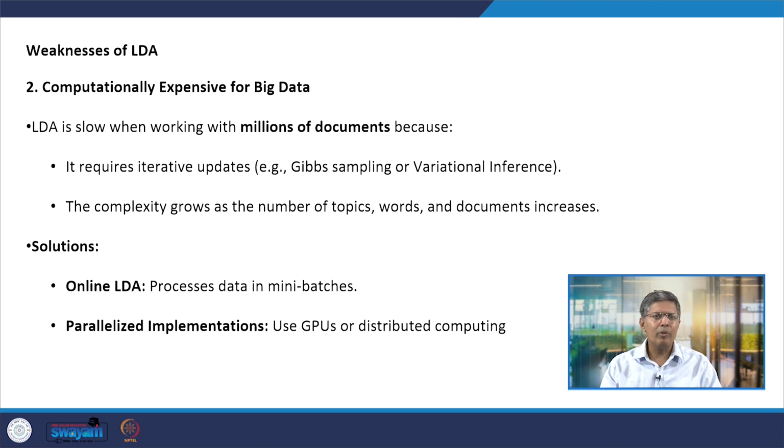The second weakness is that it is computationally very expensive. As you can see, it is a probabilistic measure and it makes several different combinations. So, obviously the computational power has to increase tremendously, and that becomes very expensive also. LDA is slow because it is working with millions of documents and it requires iterative updates. For example, you are making several potential combinations and checking their efficacy. The complexity grows as the number of topics, words or documents increases.